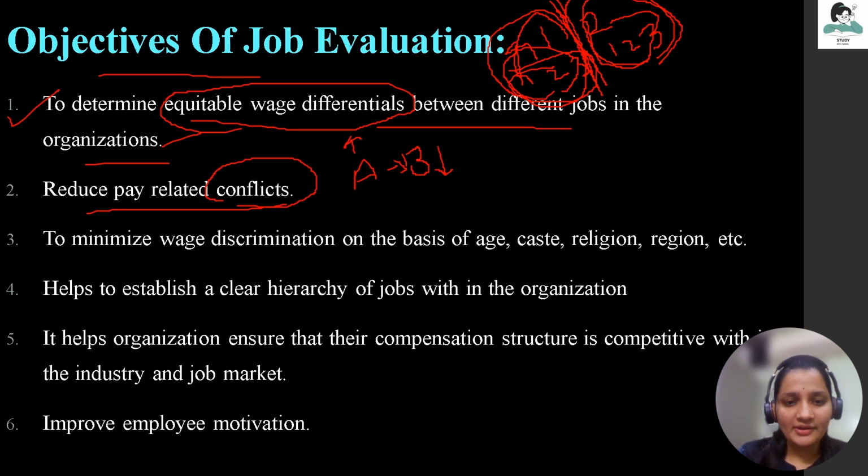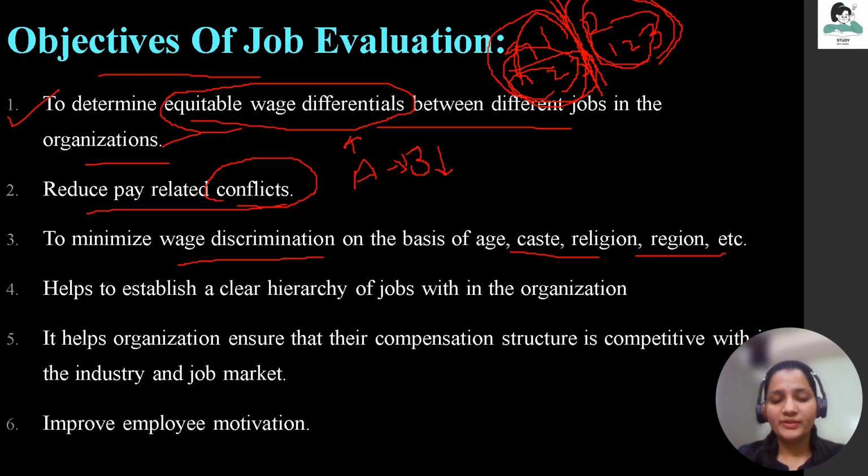Next, the third one is to minimize wage discrimination on the basis of age, caste, religion, etc. By reading this, we can understand it, right? To minimize wage discrimination, salaries are made based on the job value, not on the person. Salary structure should be made based on the job value, not on where he's coming from, which caste he is, or what the age of him or her is. We should not see all these things. Salary structure should be based on job value: what the skills are, what the responsibility is, what the effort is. This is all we need to consider.